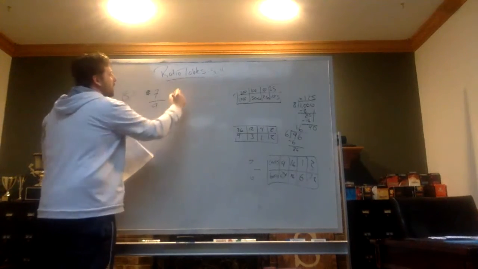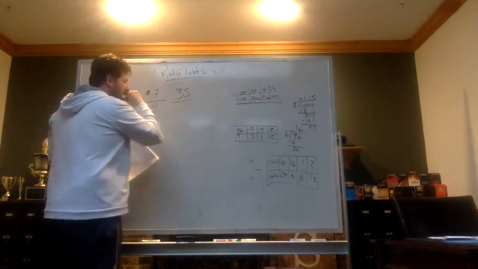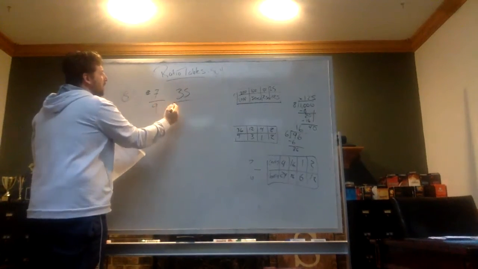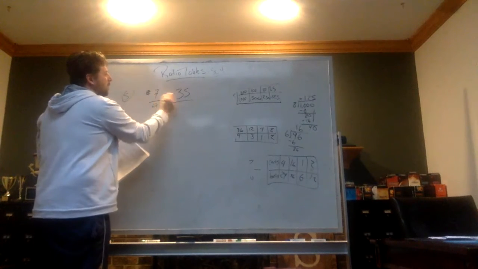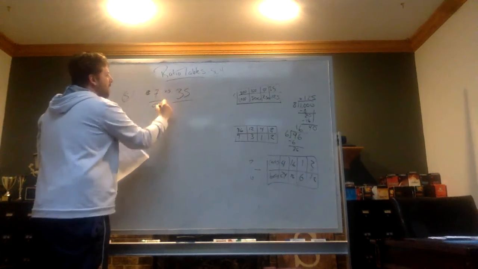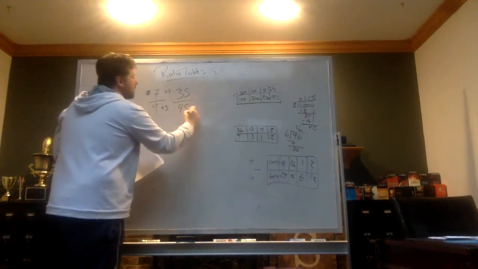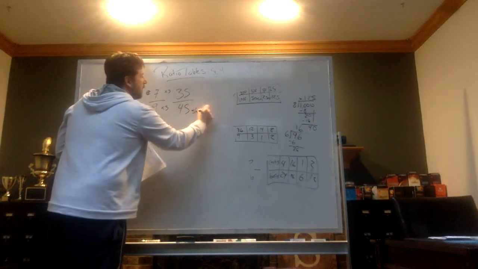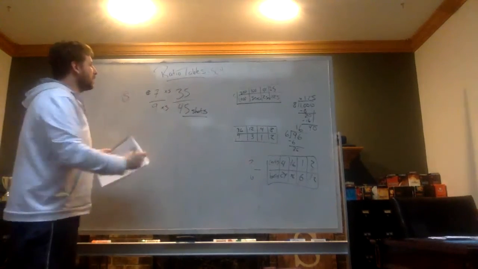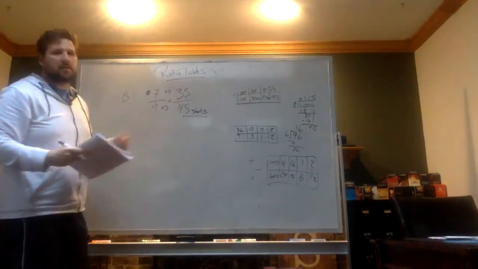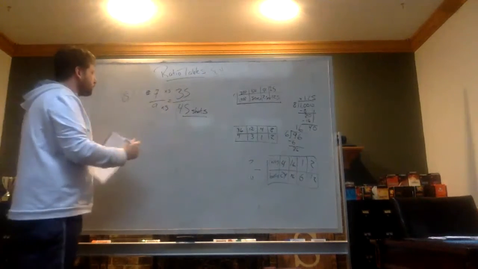So the top is how many we made. How many times do we shoot? So again, 7 to 9. Now what times 7 equals 35? 5 times 5. So that means she would have to take 45 shots. Again, you're just looking at these ratios as fractions that are equal.